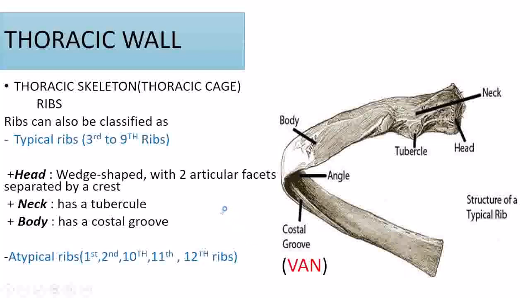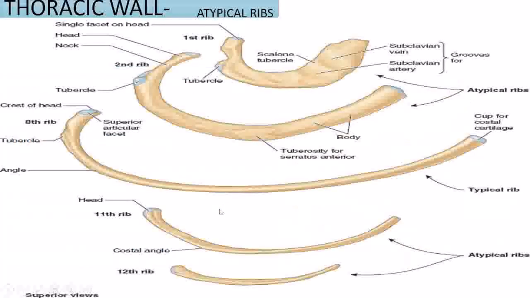So the atypical ribs are the first, second, 10th, 11th, and 12th ribs right here. The first rib is atypical because it's not as curved as the other ribs. It's the shortest, the widest, and it's nearly horizontal. The other thing that makes it atypical is that it has grooves for the subclavian vein and artery separated by a scalene tubercle. It's only on the first rib that you can see these grooves.